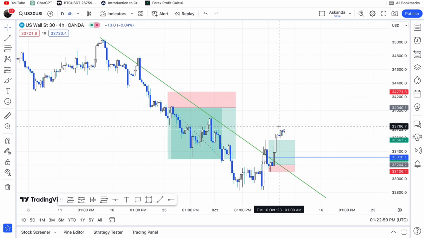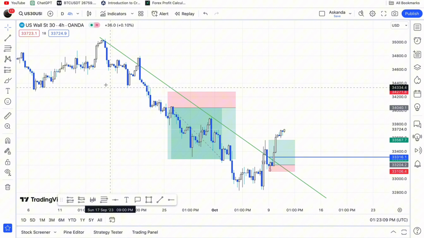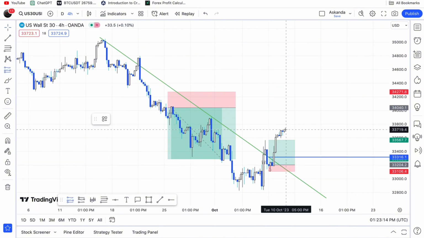So we already know that we are going to buy US30 right now. What we want to do is calculate our lot size, our position size. But before we do it, we'll just click on long position here. Then we'll bring it to the entry around here.